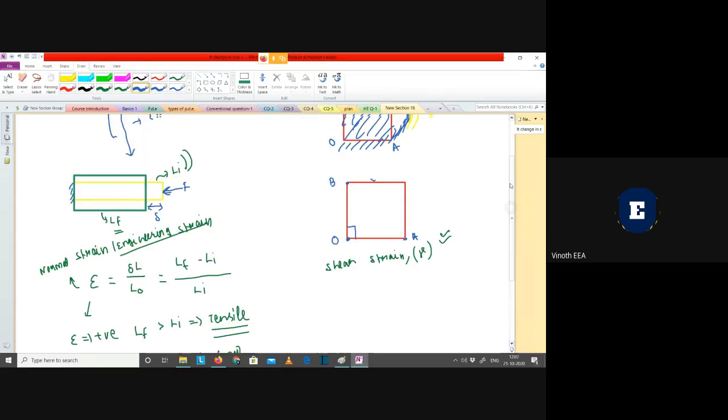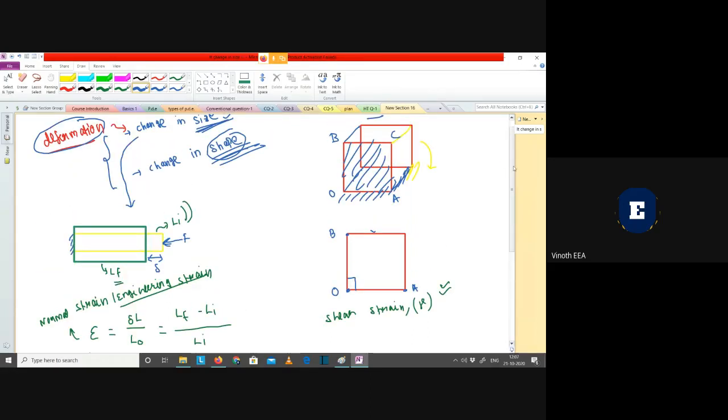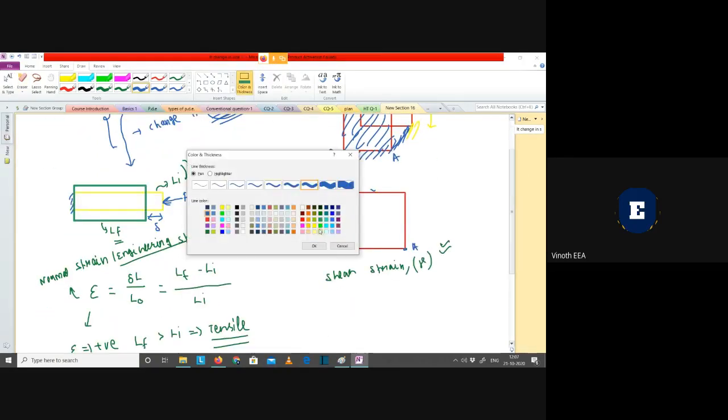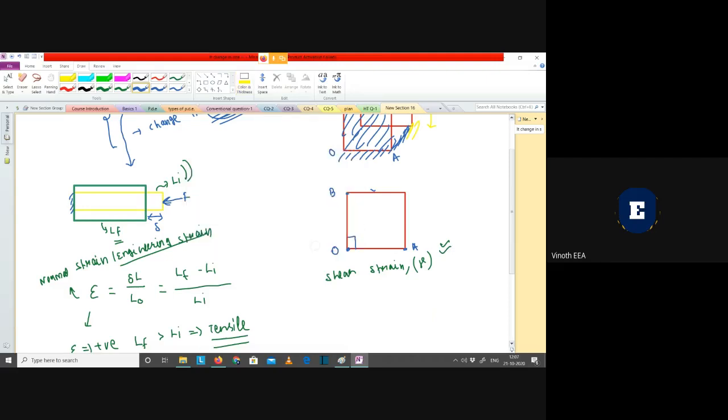Now, after application of force F, of course, it's going to get deformed. Let me use another color here. We know very clearly it's going to deform like this, approximately. So this B point will shift to here, let us take it as B dash, and this C point will shift to C dash.